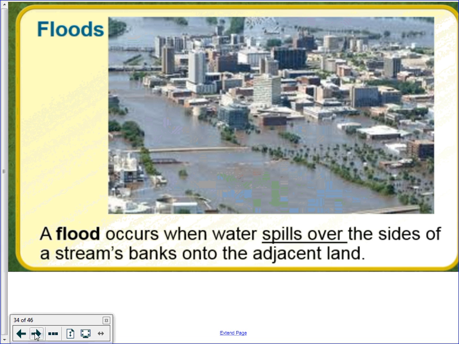Last but not least, floods. I bet you can figure out how to define a flood. A flood occurs when water spills over the sides of streams' banks to the adjacent land. So when a river gets maxed out, when it has a ton of runoff, so all those tributaries and stream systems, and the watershed is filling it up more than it can handle, you're going to end up with a flood.